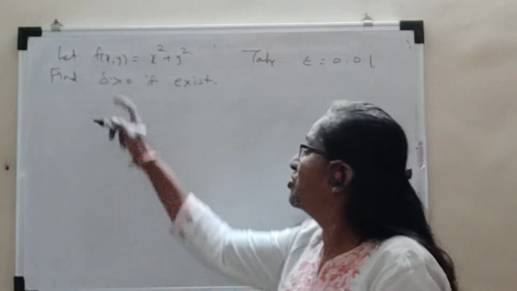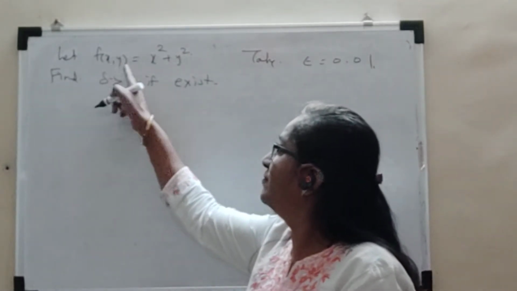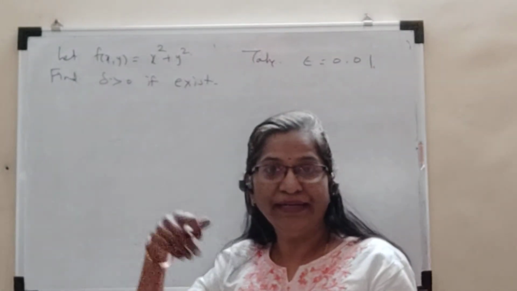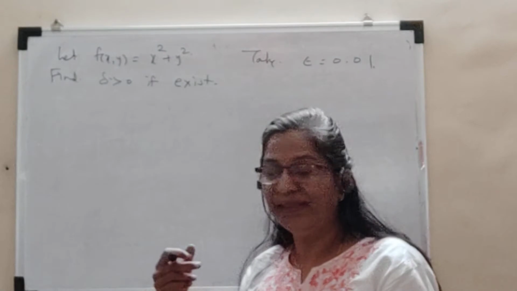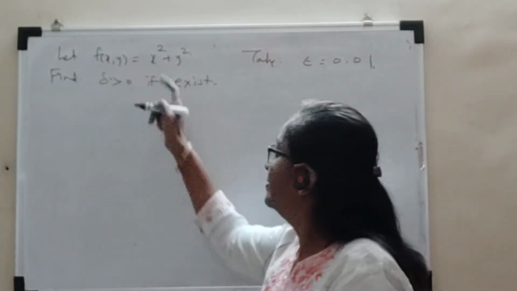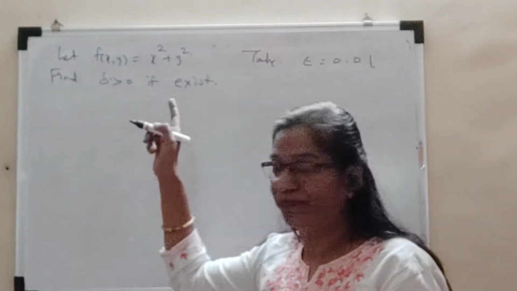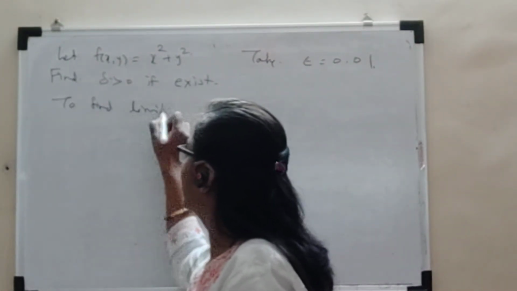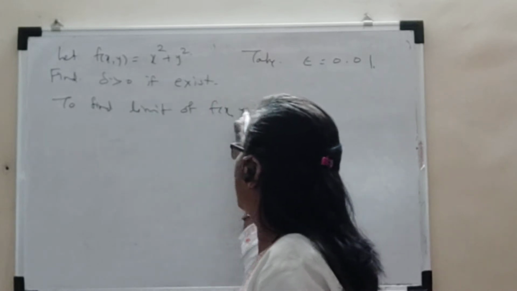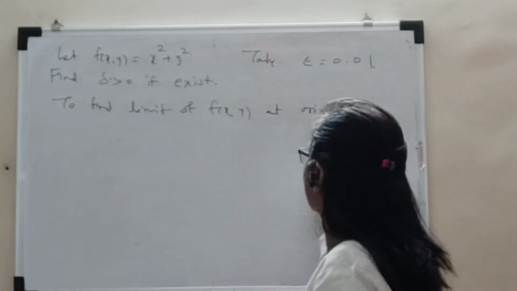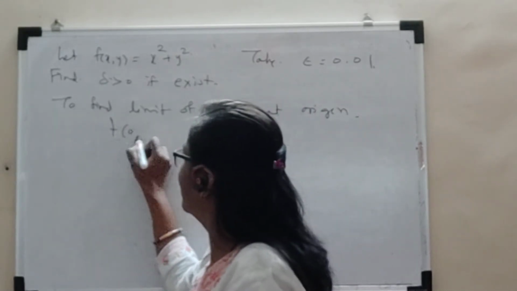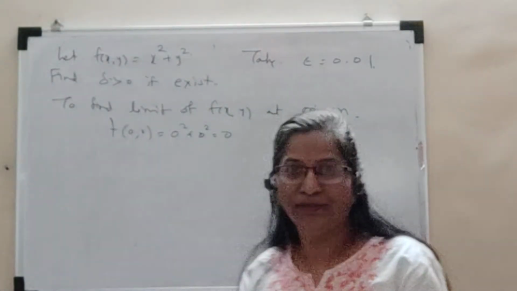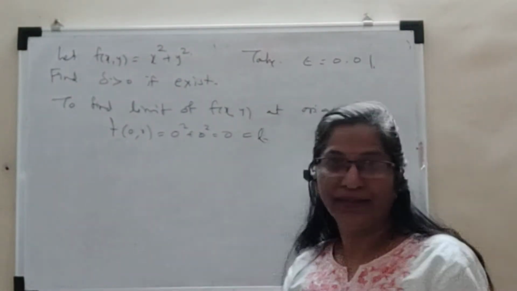So here the function f of xy is given. What is f of 0, 0? Obviously it is 0. So if we are to find the limit at the point 0, 0, then yes, L should be 0. Okay. So to find the limit of f of xy at the origin, we try to find f of 0, 0, so that is equal to 0 square plus 0 square is equal to 0. Okay, so that is equal to L.